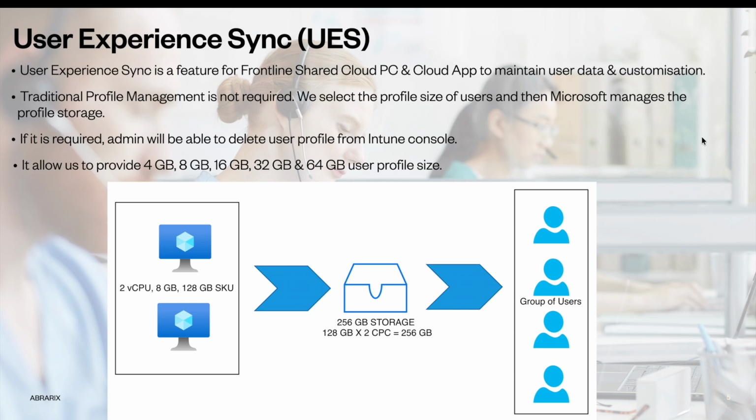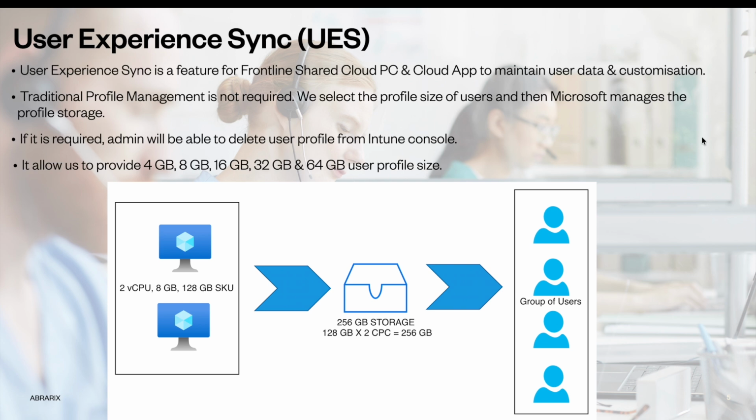So how do we decide profile size? We can say 4 to 8 GB for light users, 16 GB for standard users, and 32 GB or higher for heavy users. This will help balance performance and cost. More cloud PCs or larger disk sizes directly increase your total available profile storage. That's why cloud PC sizing and UES planning go hand in hand. This makes UES flexible but important to design correctly.